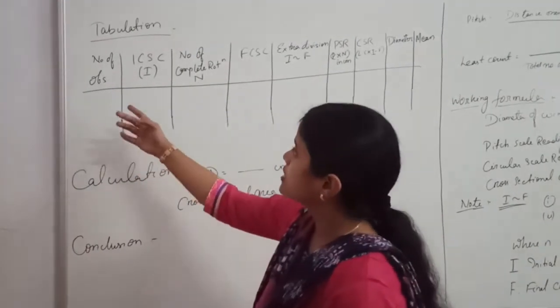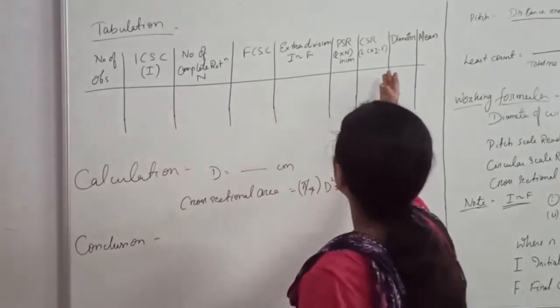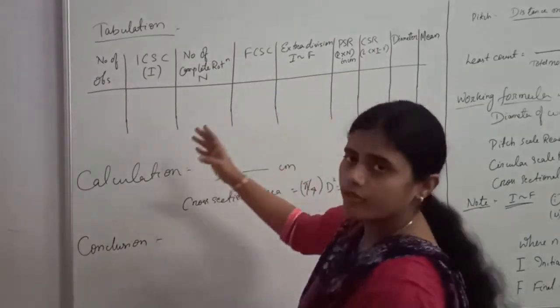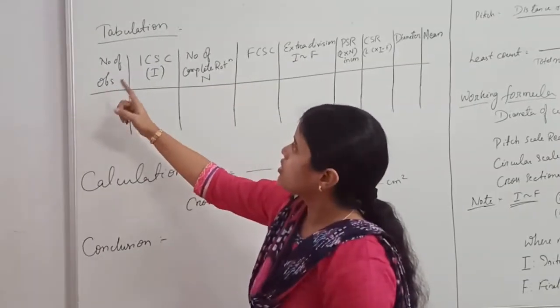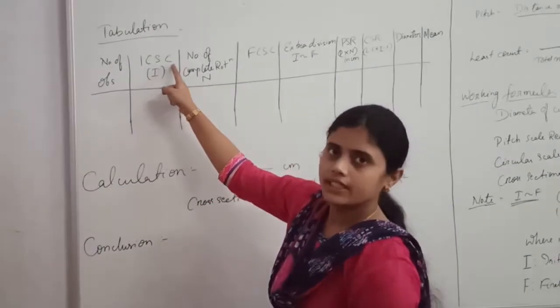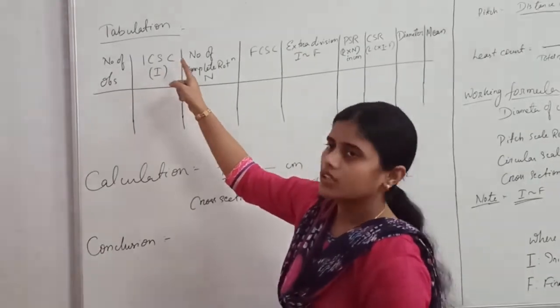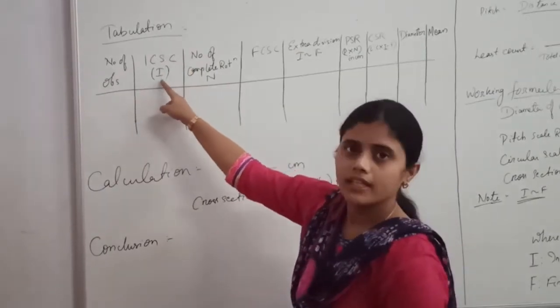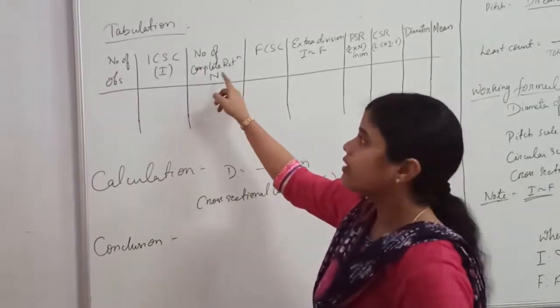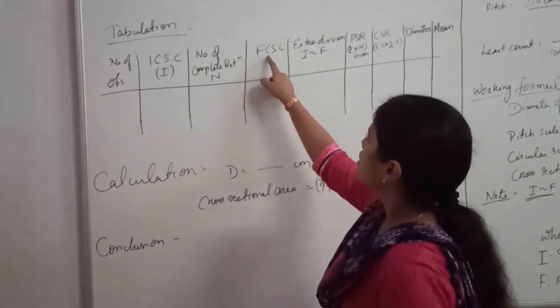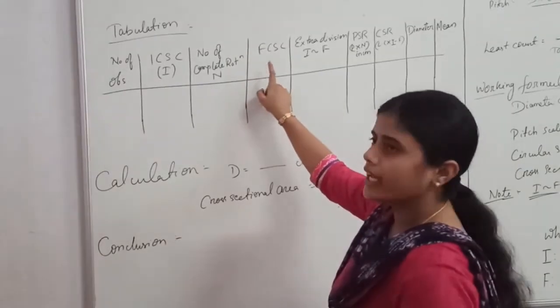Now let us come to the tabulation part. The tabulation has these elements you have to find in order to do the calculation. In the tabulation, there is the number of observations, then ICSC, initial circular scale coincidence, denoted by capital I. Number of complete rotations, denoted by N. Then final circular scale coincidence, denoted by F.